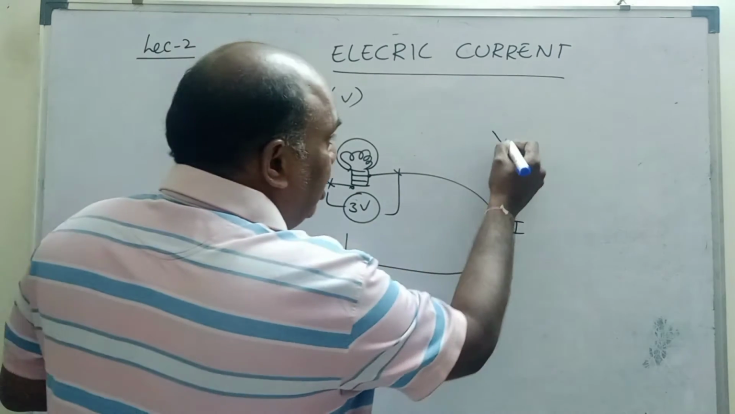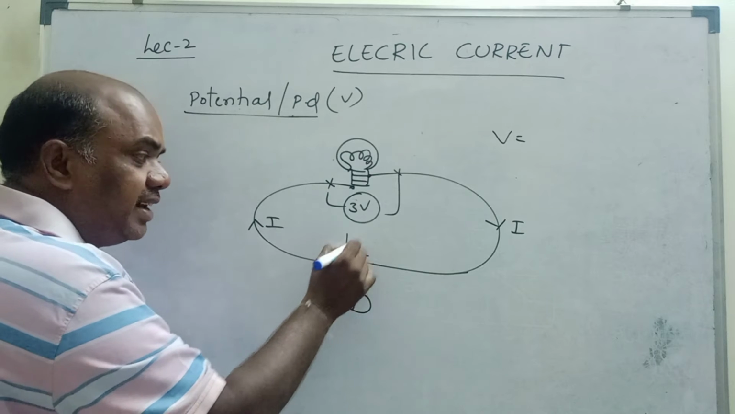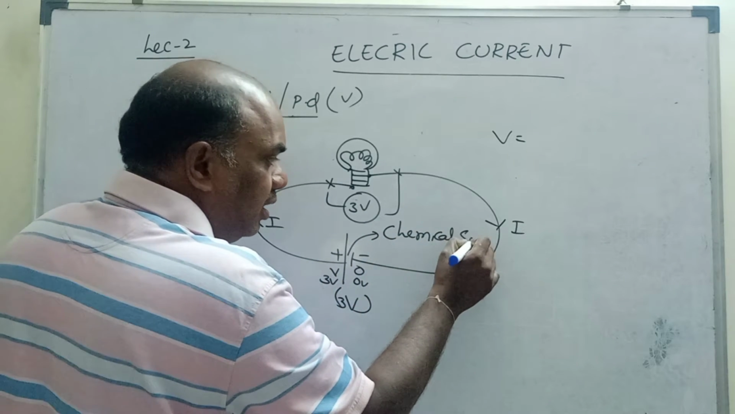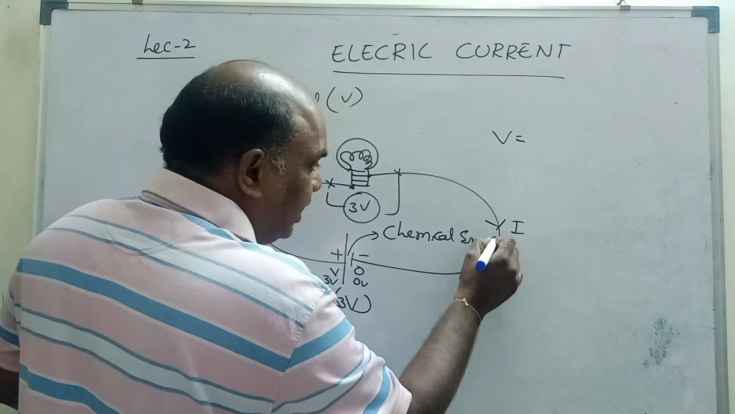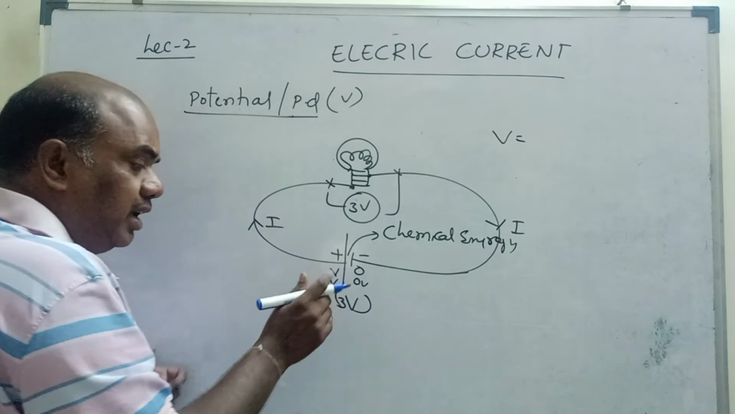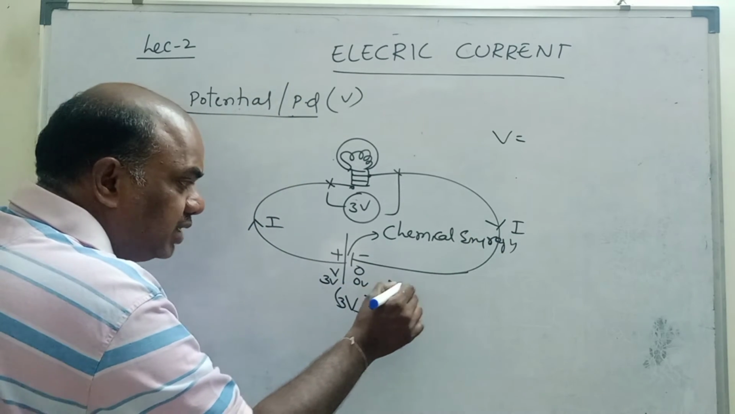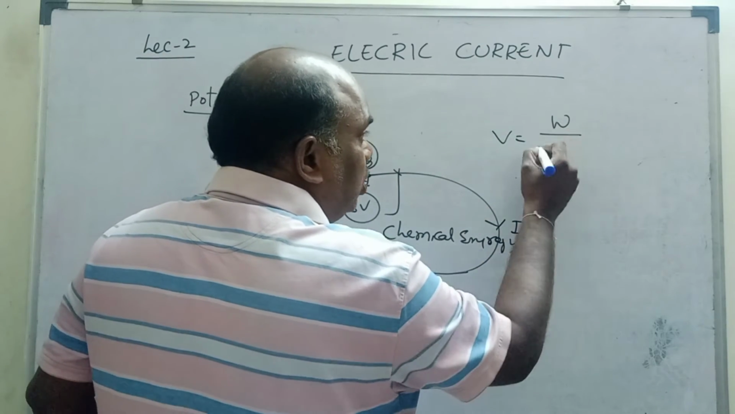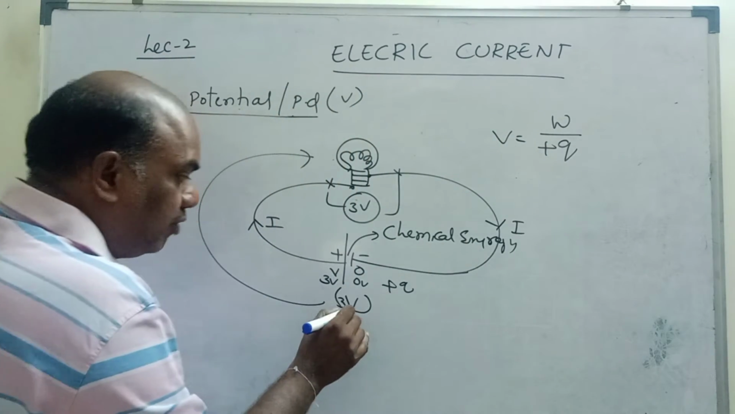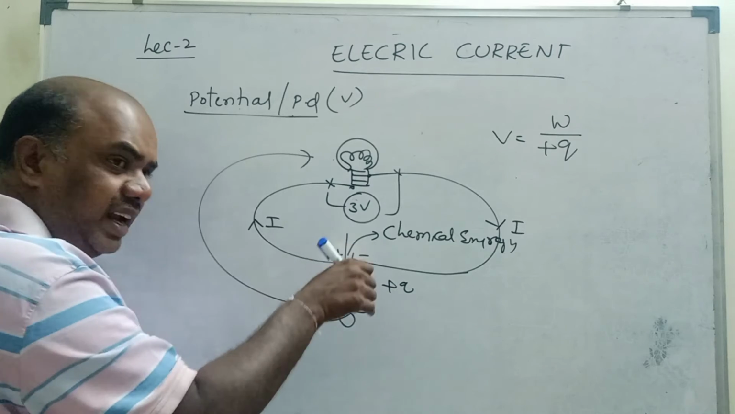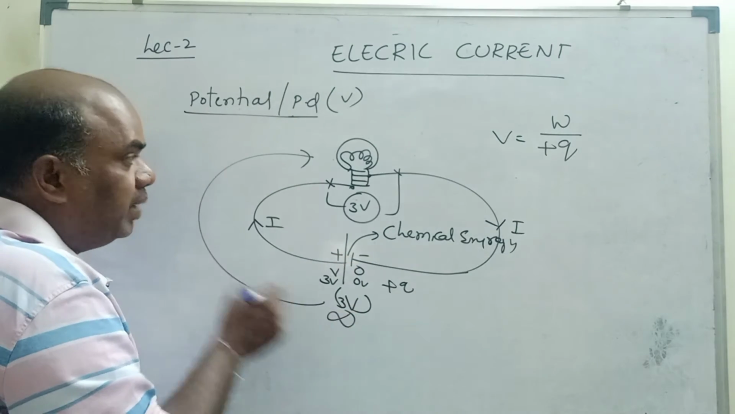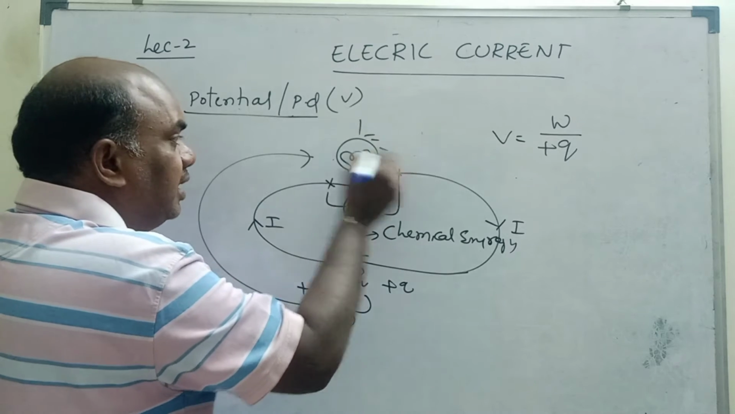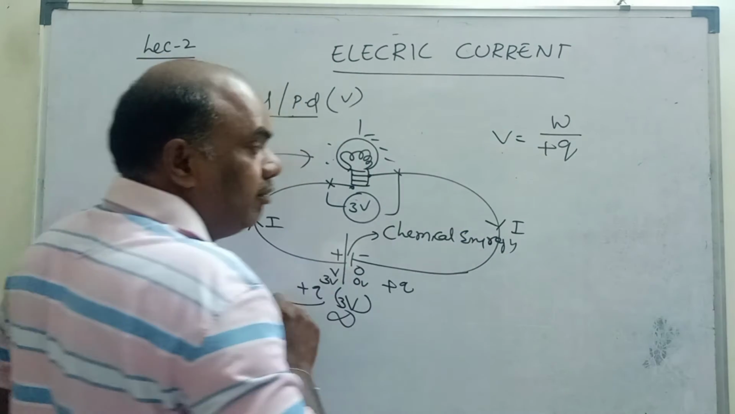What is potential? Potential means, what is there inside the battery? Some chemical energy is there. What is the function of this chemical energy? This chemical energy brings 1 unit positive charge from here to the consumer. That means the work done by the cell to bring 1 unit positive charge from infinity, it is there somewhere inside, to this consumer is called nothing but potential or potential difference.